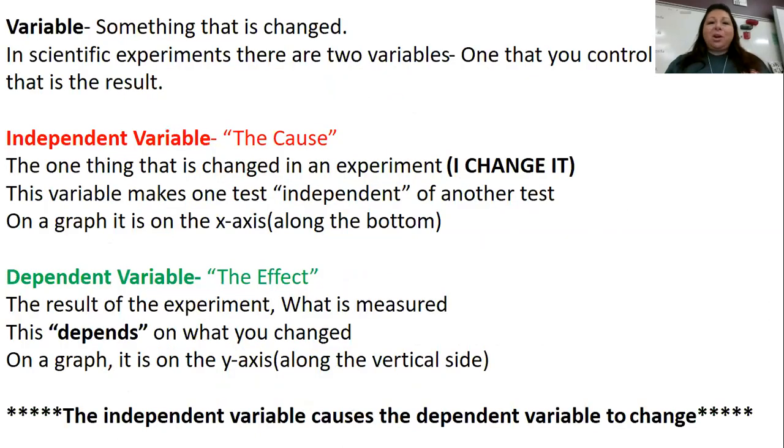Okay, here's the part where I got a lot of questions this week. So let's kind of just run through this again. You're going to have about 7 or 8 questions on variables as well. So a variable is something we change. So it's what we make different. So in an experiment, you always have a control, you have an independent, and you have a dependent, okay?